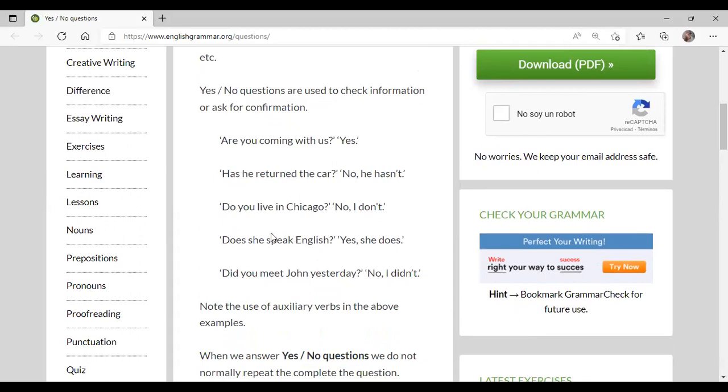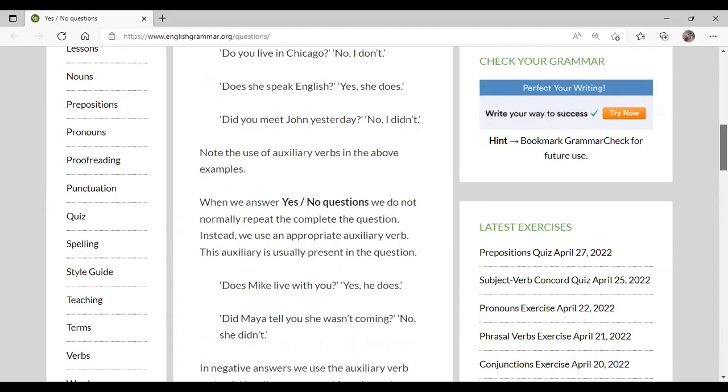En presente tenemos dos. Do you live in Chicago? Does she speak English? Y la primera está en presente continuo. Are you coming with us? La última está en pasado simple.